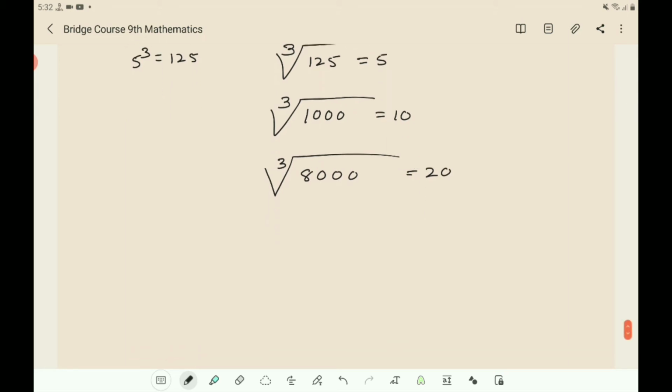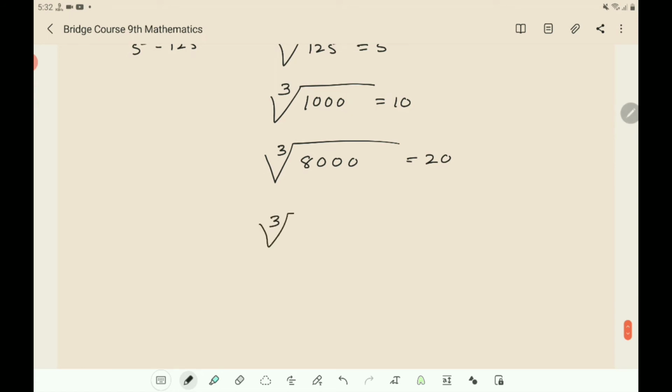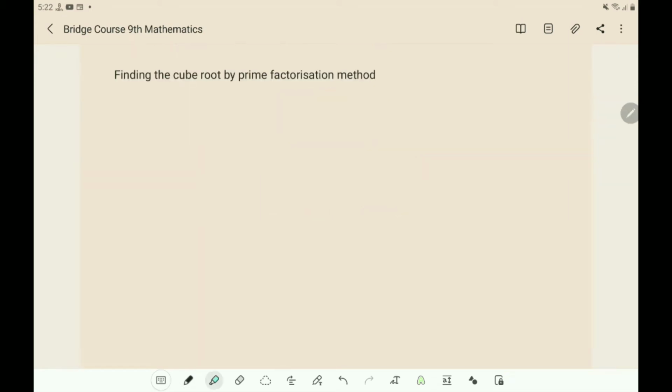So if you know the cube root of 27, then what is the cube root of 27,000? Cube root of 27 is 3, so cube root of 27,000 is 30. This way, if you know the cube root of some number, with the help of that, depending upon the number of zeros, we can find the corresponding root.